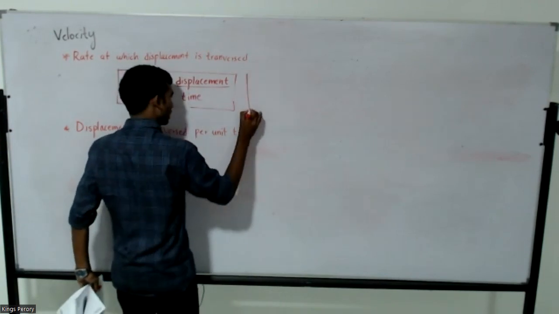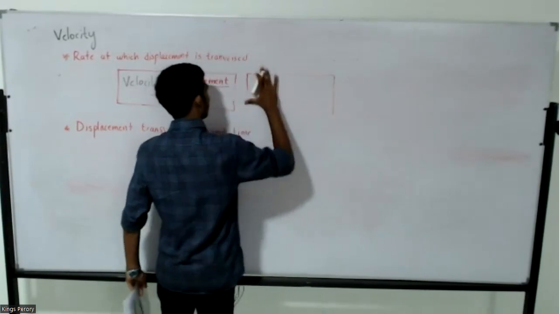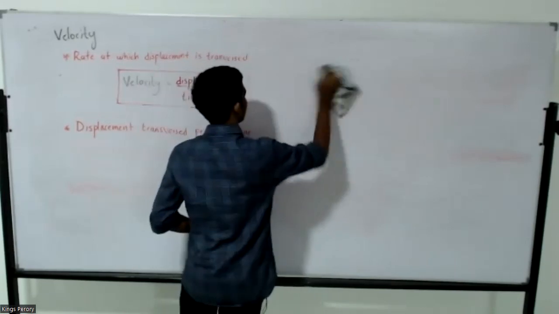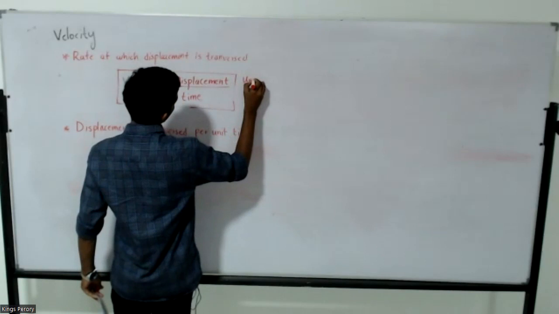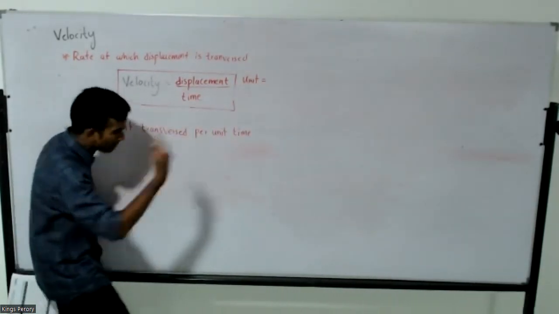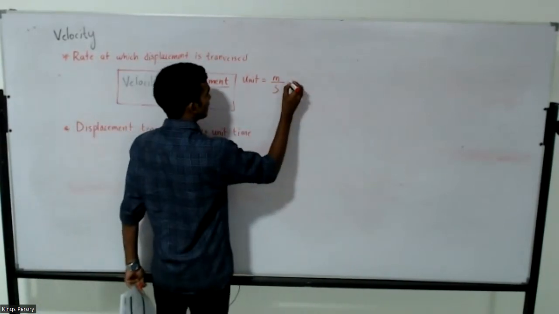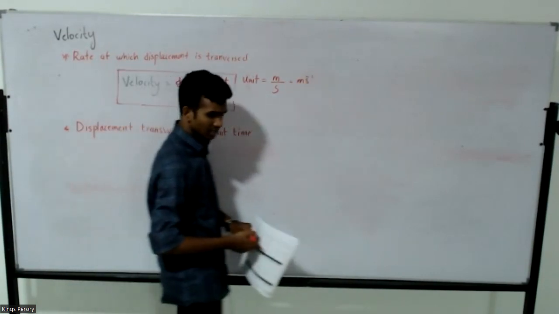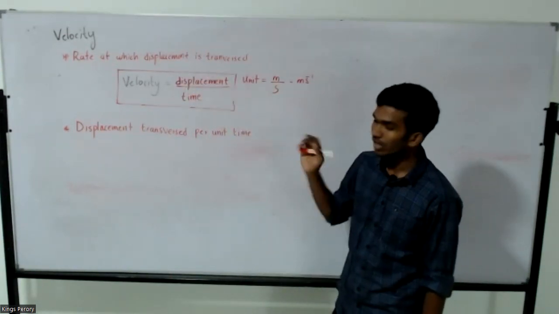Now children, you might ask me, sir, what is the unit of velocity? Displacement is measured in meters, time is measured in seconds. So meters per second is again the unit of velocity. Now you might ask me, sir, then all are almost the same as speed. Then what is the only difference?